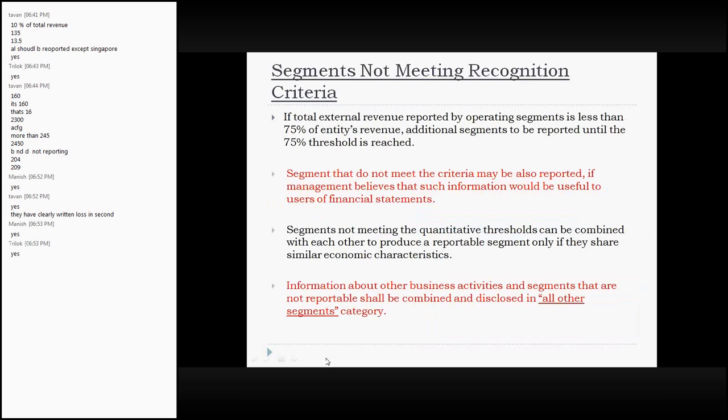So segments not meeting recognition criteria, what will you do in that case? First you will apply the management approach, then aggregation criteria, then quantitative threshold. But even then there are segments which are not meeting, and there are a large number of segments which are still left, and they are not meeting any of the criteria. So what you will do, you will see that if total external revenue reported by operating segments is less than 75% of the entity's revenue, you'll report additional segments until the 75% threshold is reached.